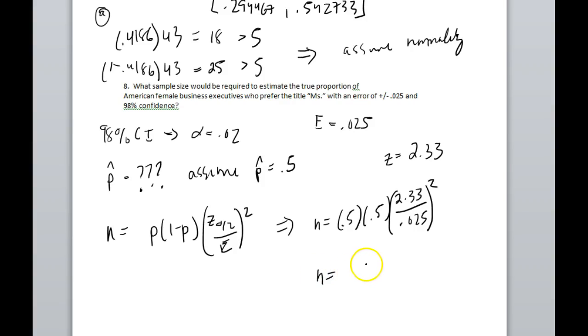And so then when we solve for this, we get 2171.56, and then we automatically round up regardless of whatever it is, 2171 or 2172. So we would need 2172 of a sample size in order to be able to predict business executives' proportion for those that prefer Miss, with an error of 0.02 and 98% confidence.